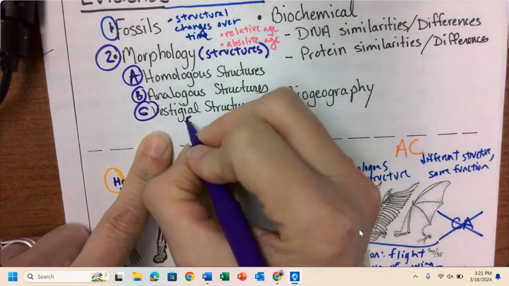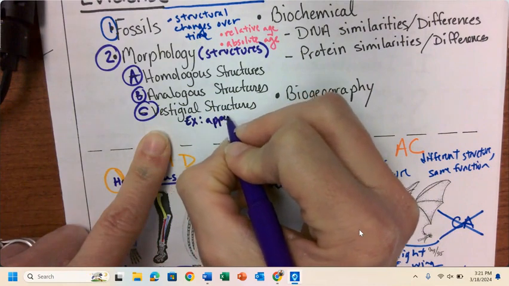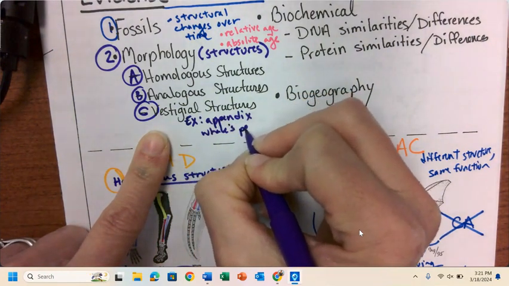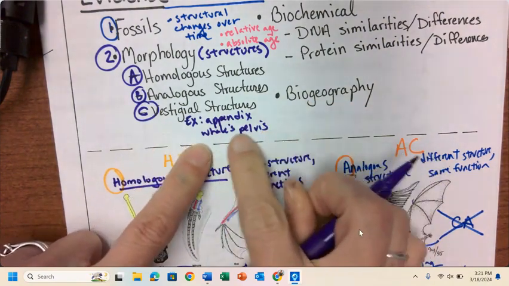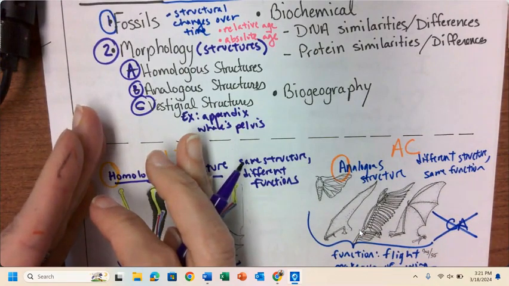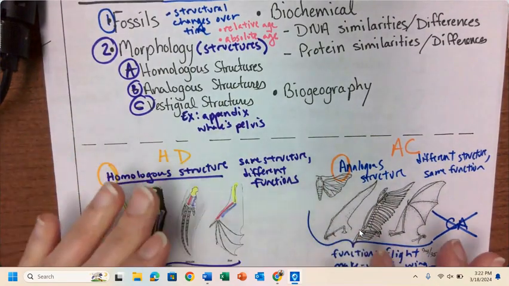Okay, vestigial structures are structures that are no longer in use. For example, our appendix, a whale's pelvis, where they would have like legs attached, they don't use those anymore. So vestigial structures show evidence for evolution because it's a structure that used to have a function and a need in the body and no longer does, change over time.